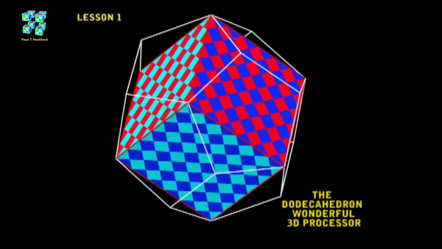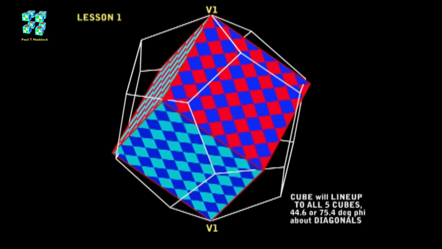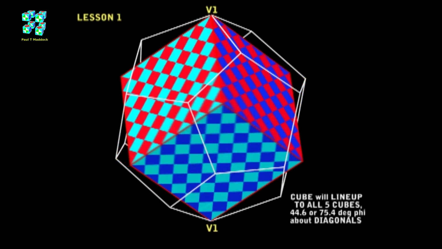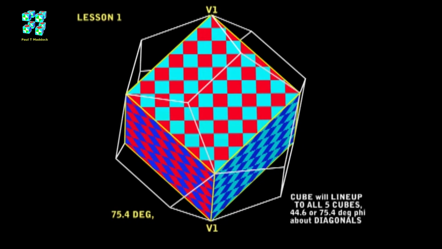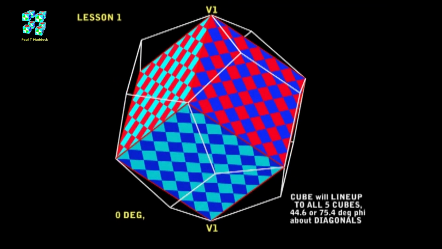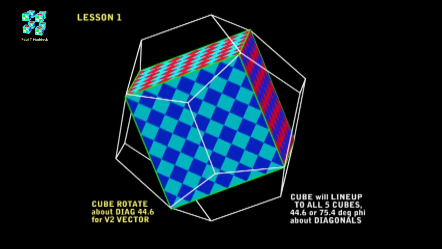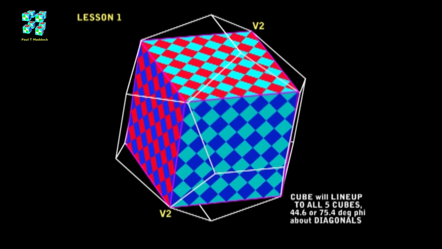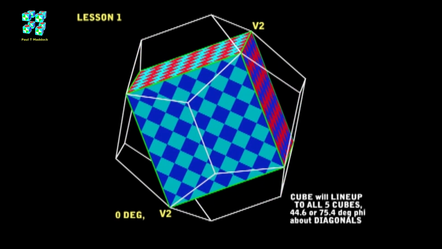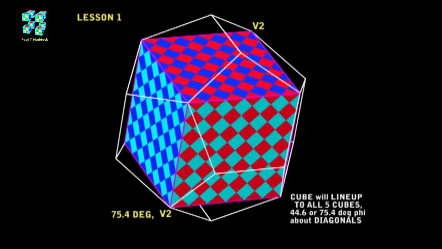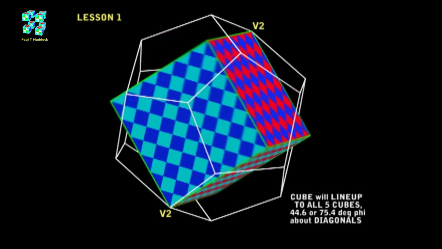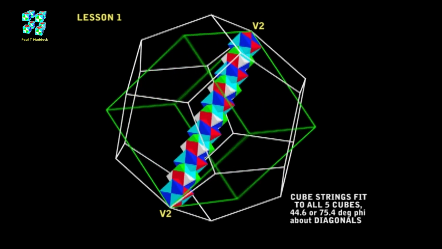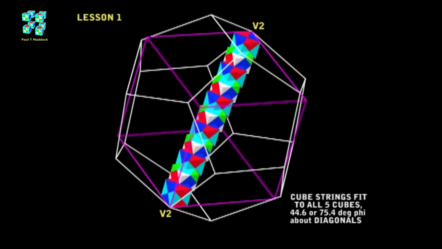Okay, in lesson 1, I'm showing you a size 6 cubic wonder. Now you can see it's turning along the edge of the dodeca at an angle of 44.6 degrees. Now I'm also showing it going around the wider gap, which is 75.4 degrees. Now the difference between 44.6 and 75.4 degrees is exactly phi, the golden ratio.